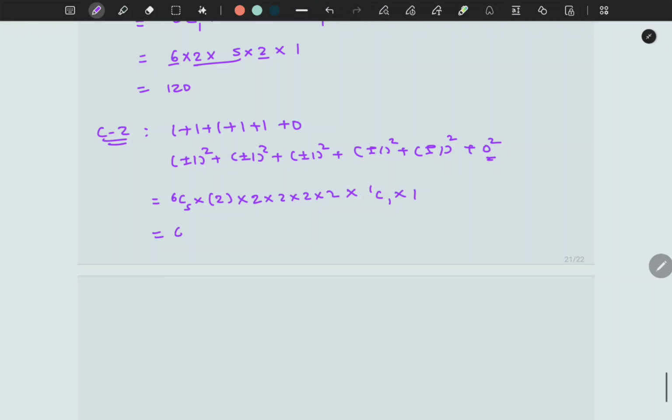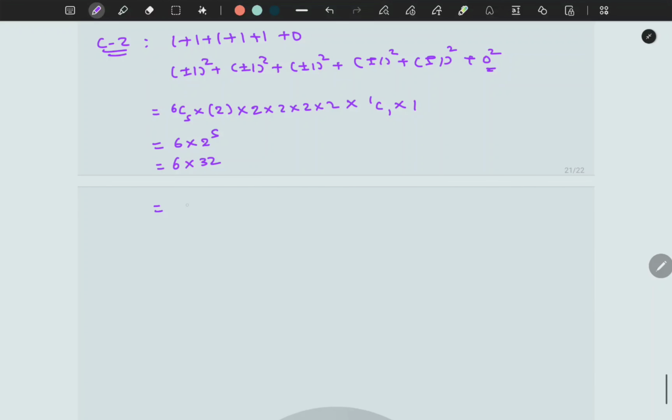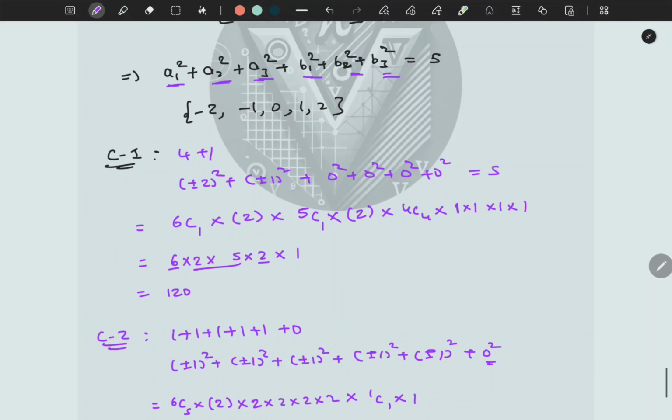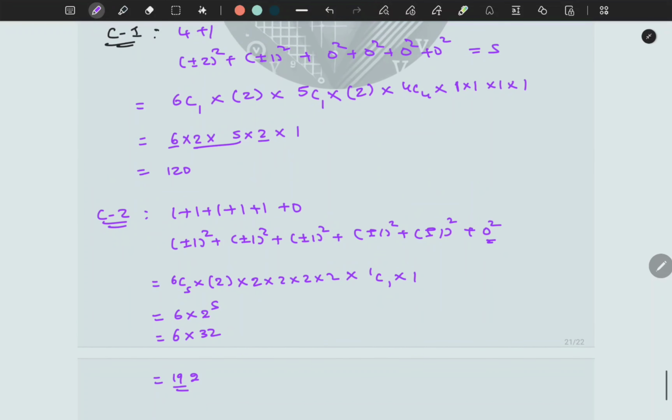So what do we get here? 6C5 is 6 into 2 to the power 5. So we have 6 into 32. So what do we get? 6 times 2 is 12, 6 times 3 is 18, 18 plus 1 is 19, so 192. So any other option, any other case possible? 3 plus 2, that should be 3 ones plus a single 2. Not possible. I don't think any other case is possible. So I think this should be the answer.